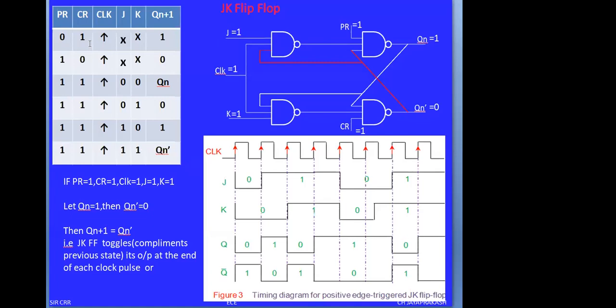Similarly, the remaining conditions: when preset is 0 and clear equals 1, whatever the inputs J and K are, it is indicated as X and X, that is don't care condition. Q of n plus 1 equals 1, this is called the set condition. When it is 1, 0, the second condition, this is called the reset condition, that is Q of n plus 1 equals 0.